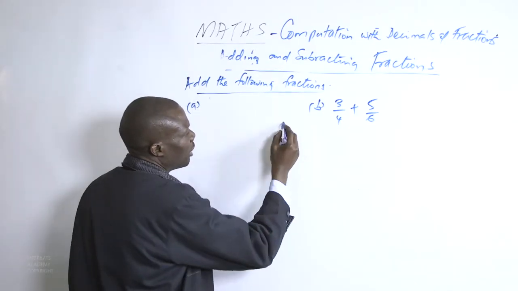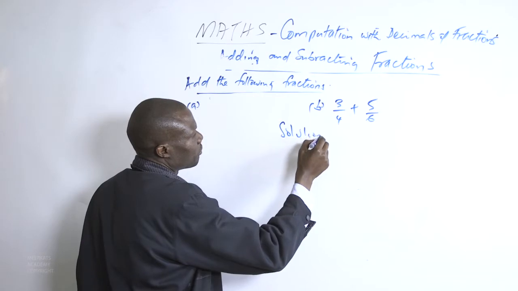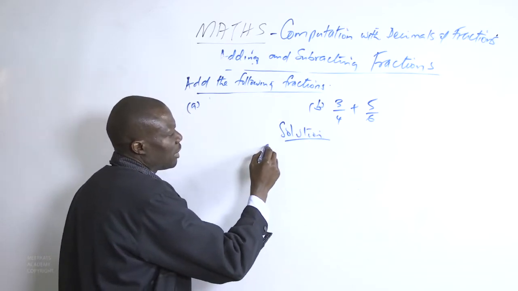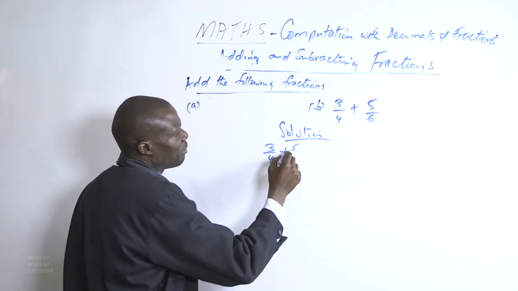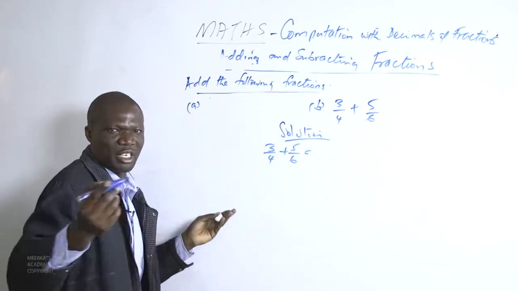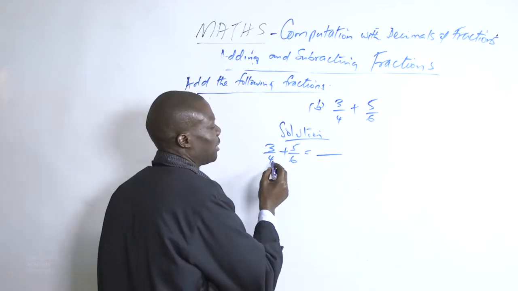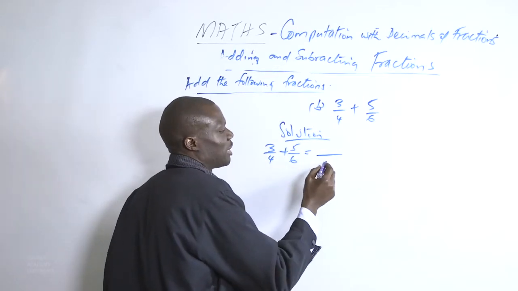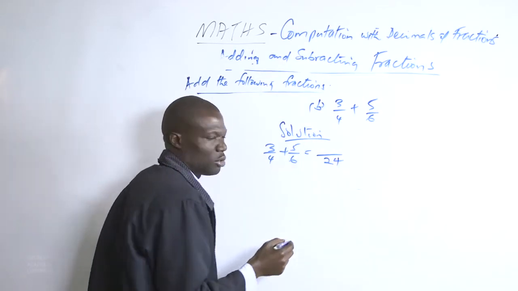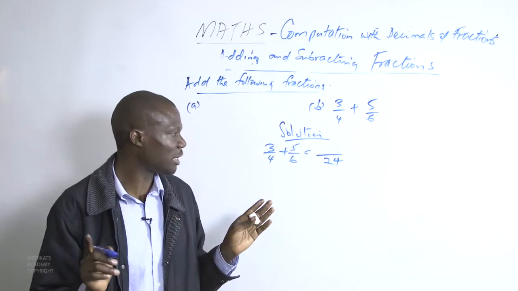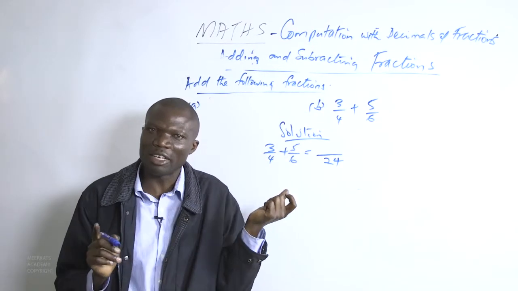For the solution here, you notice that we have 3 over 4 plus 5 over 6. If we were to use the earlier knowledge, we would say that the LCD, that is the lowest common denominator, is simply 4 times 6, which is 24. No, that's not correct. We need to find the correct LCD.